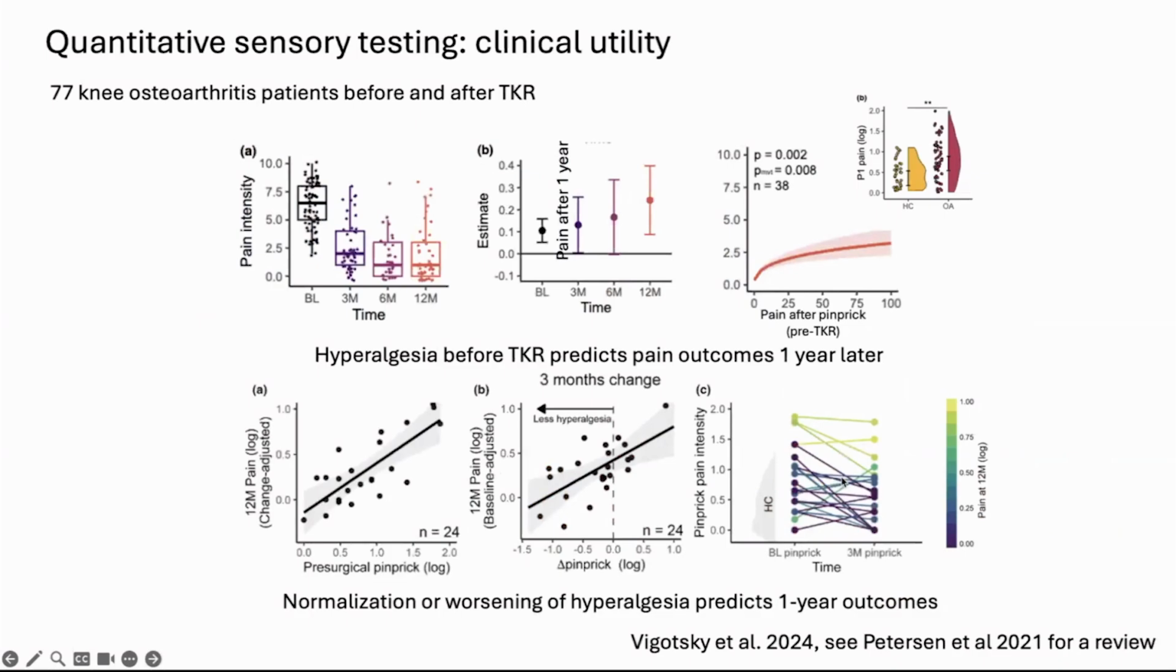But perhaps even more interesting is that in this study, we actually assessed these patients before and after total knee replacement. Our goal here was to try to understand whether central sensitization or peripheral sensitization could predict pain outcomes after total knee replacement.